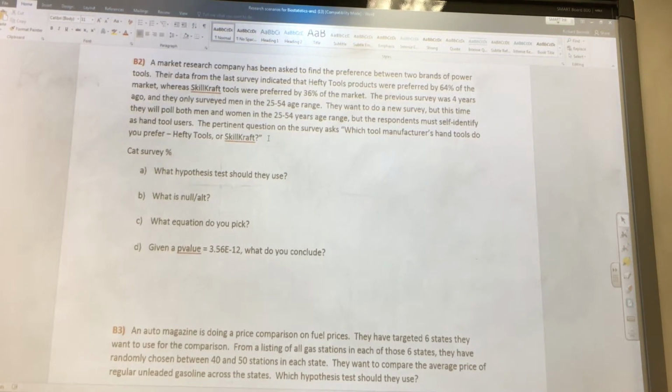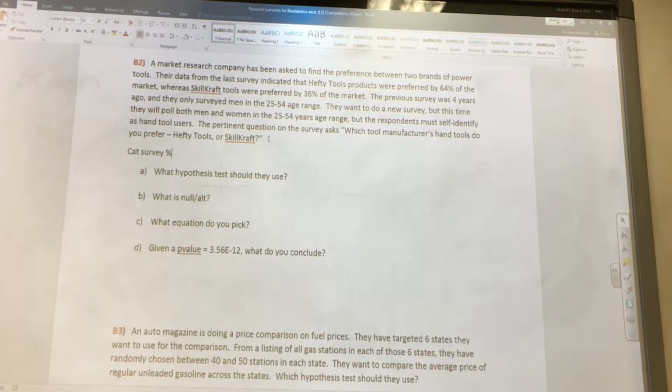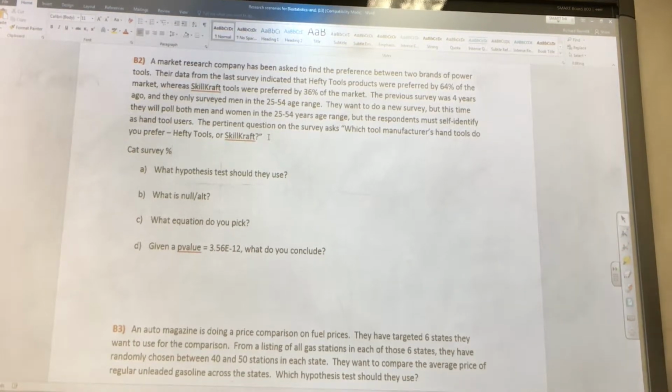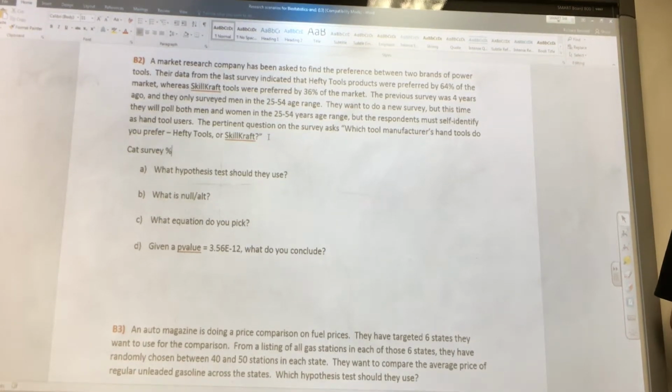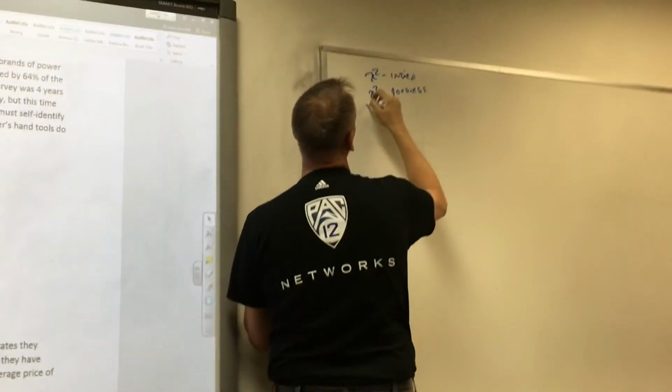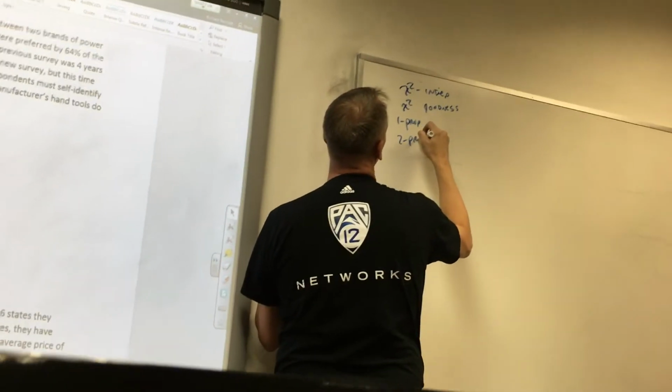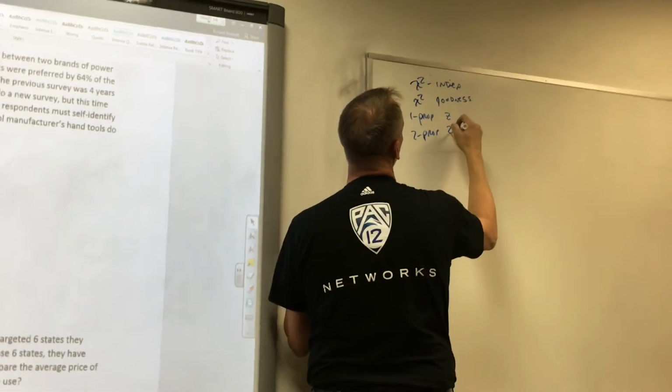Okay, so we'll see. It sounds like we got 4 options here, right? Let's make sure I've got all the options before we start voting. We got chi-square independence. We got chi-square goodness of fit. We got a 1 proportion and a 2 proportion. Those are both Z's, right?